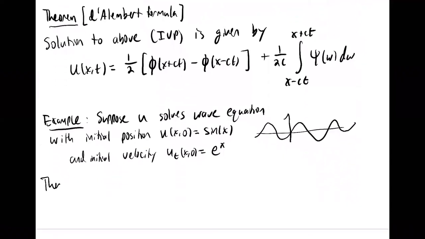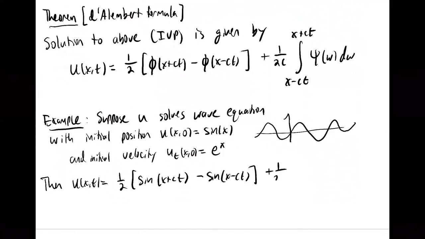So the theorem says that u of x,t is equal to 1/2 times sine of x plus ct minus sine of x minus ct. And then I have the term involving the exponential, so I have the integral of e to the w dw from x minus ct to x plus ct. And so I can actually compute the integral on the right. So this simplifies to, well, the first term stays the same.